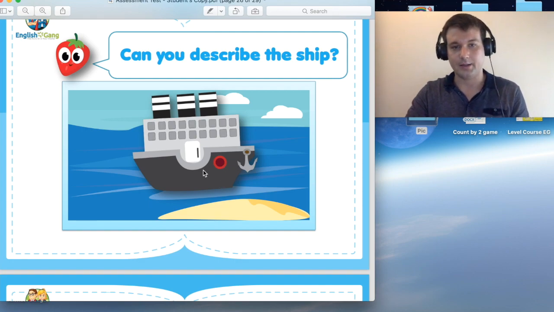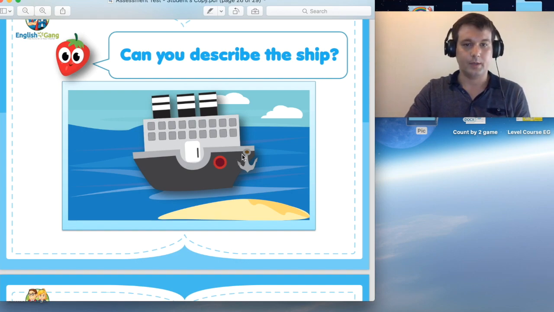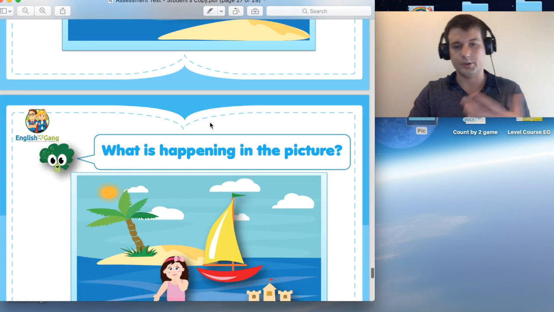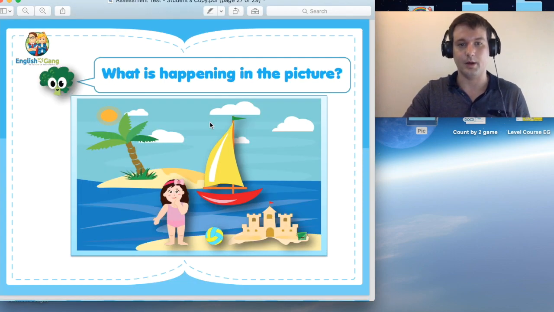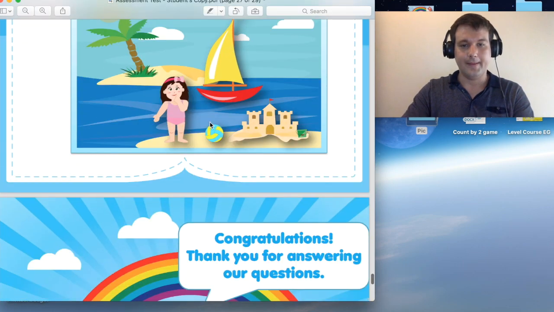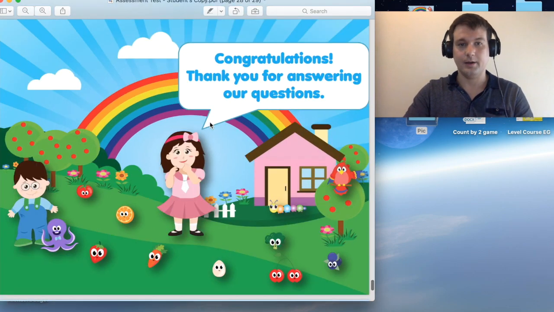Same thing, describing what's happening with the ship. So it is a black and gray and white ship. The ship is on the ocean. It has an anchor. It has a porthole. It has three engines or three tubes. So just basic information, English skills, so that we can assess them on how well they're able to use their English. Okay, and then that's going to be the end of our assessment there.